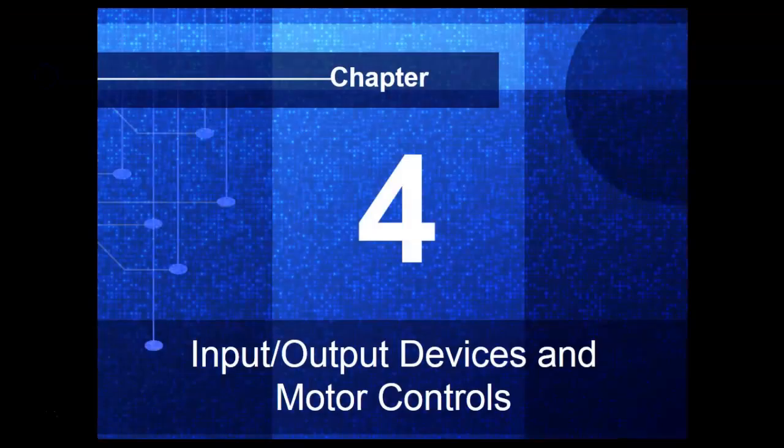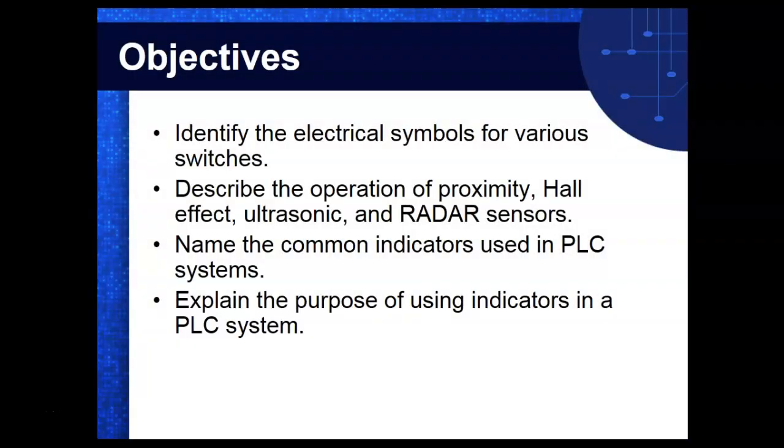Okay, input output devices and motor controls. Identify electrical symbols for various switches. Describe the operation of proximity, Hall effect, ultrasonic, and radar sensors. These are ultrasonic systems. Name the common indicators used in PLC systems. Explain the purpose of using indicators in a PLC.